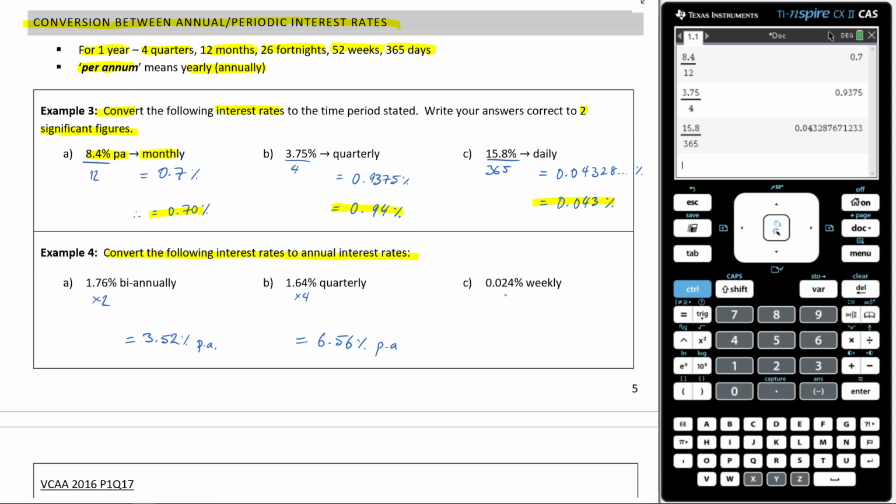Then the last one, this is weekly. So we times it by the 52 weeks that are in a year. And what we're going to end up with here is, I've got this written down in front of me, 1.248% per annum. So that is how you do it. This one didn't tell me I needed to round to two significant figures, so I didn't. Done. All right, hopefully that has made sense.